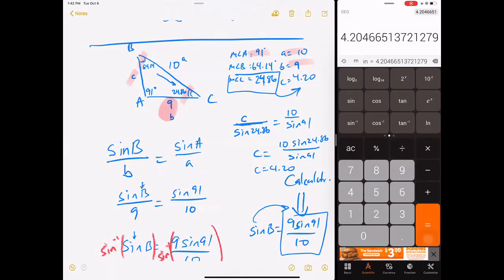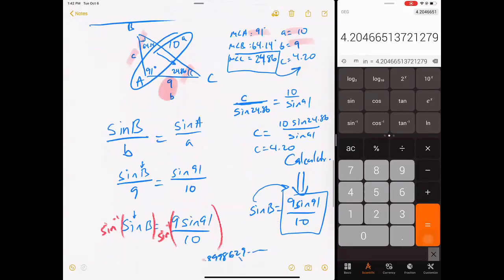Okay. So the cool thing is that regardless of the information you give me, as long as you give me 3 bits of information, I can solve for the rest of this triangle. But you need an angle-side pair to get this to work. 4.20 is correct.